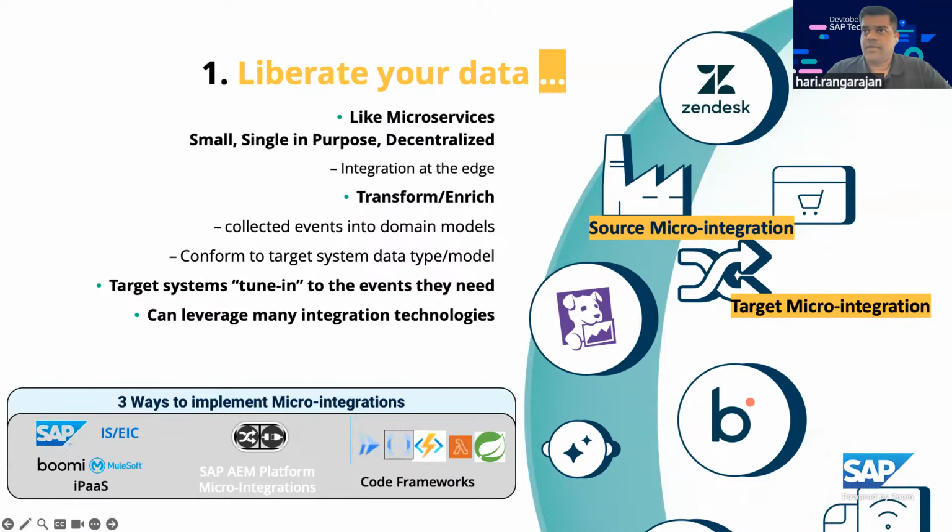As your load increases, your target micro integrations will be scaled automatically in a cloud managed way. And when your load reduces, they'll be scaled down so that you are more efficient with your resources, right? And there are multiple ways to implement micro integration. So you could have something like an SAP CI or a Boomi or a MuleSoft or any other iPaaS of your choice, of your enterprise choice.